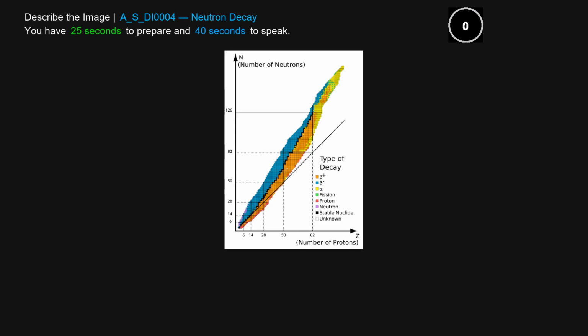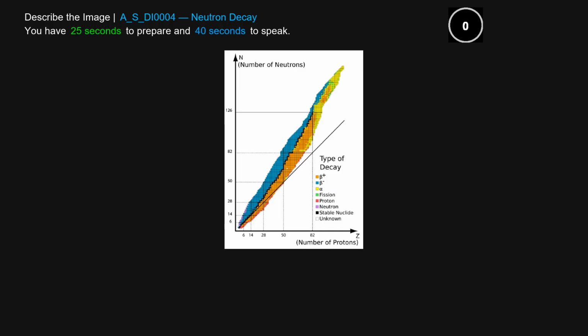The given line graph gives us information about the number of neutrons. The data is given in the form of numbers which include 6, 14, 28, 50, 82, and 126. There are different elements in this picture which include fission, proton, neutron, stable nuclide, unknown, and number of protons.